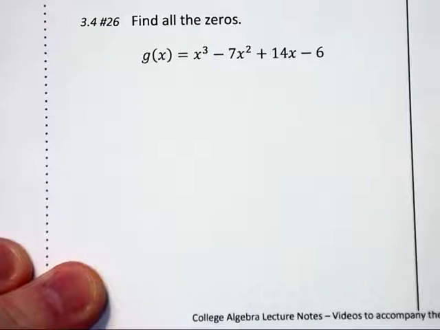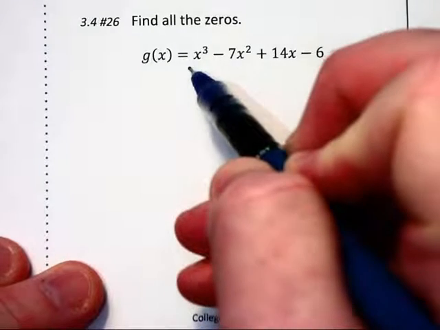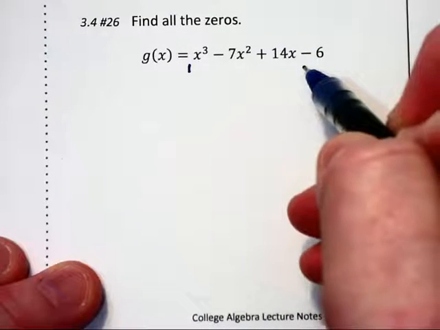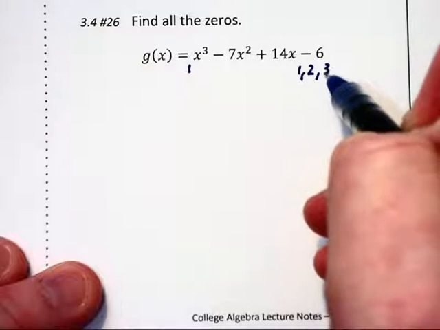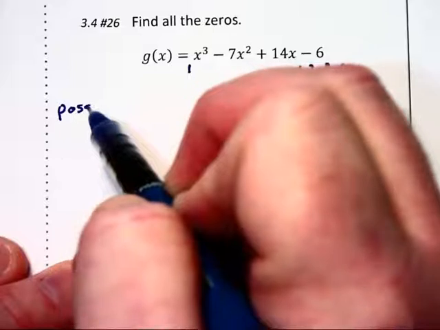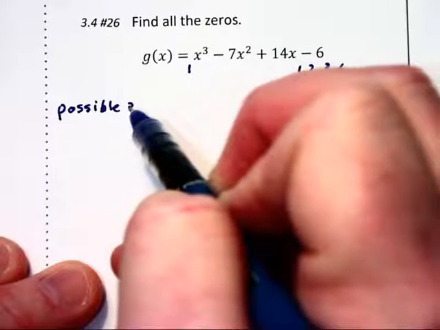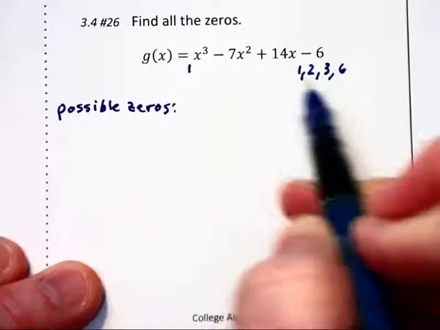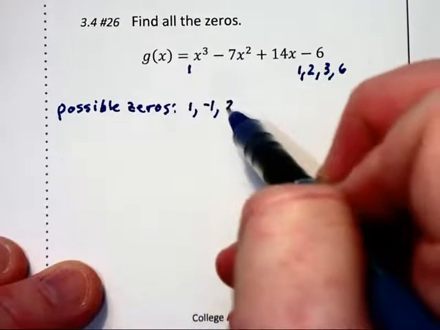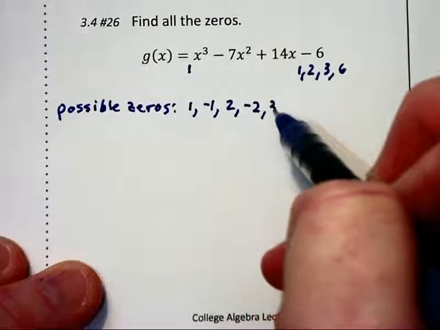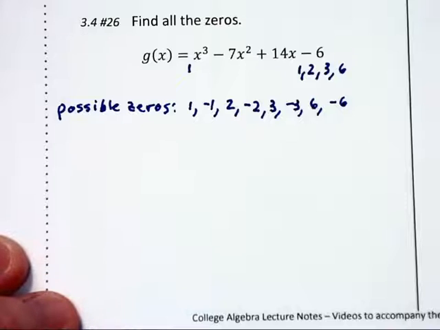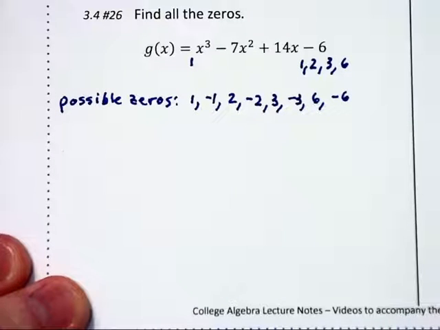Find the zeros. Okay, we're going to begin by looking at the factors of the leading coefficient of 1, which is just 1, and the factors of 6, which are 1, 2, 3, and 6. So the possible zeros that I need to check are these values over 1. So I've got 1, negative 1, 2, negative 2, 3, negative 3, 6, and negative 6. Those are the only nice clean zeros this function can have.